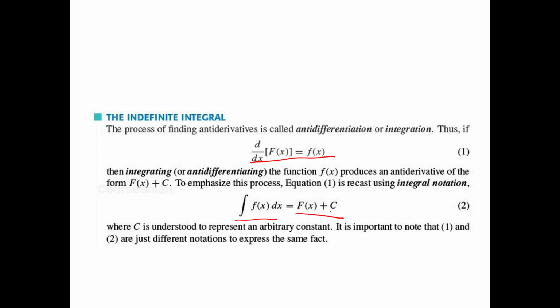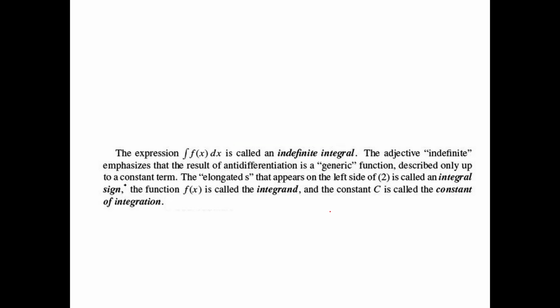It is important to note that 1 and 2 are just different notations to express the same fact, different ways of saying the same thing. The expression, the indefinite integral of f of x dx, is called an indefinite integral. The adjective indefinite emphasizes that the result of antidifferentiation is a generic function described only up to a constant term. The elongated s that appears on the left side of 2 is called an integral sign. The function f of x is called the integrand, and the constant c is called the constant of integration.